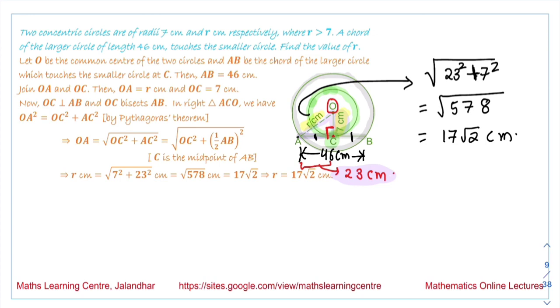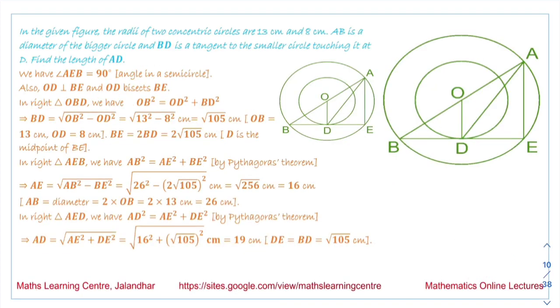Next is, in the given figure, the radii of two concentric circles are 13 centimeters and 8 centimeters. So in this given figure, this length OB is 13 centimeters. This length OD is 8 centimeters. It is given that AB is the diameter of the bigger circle and BD is tangent to the smaller circle touching at the point D.